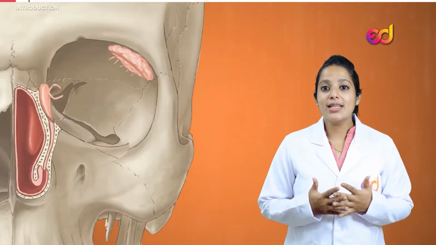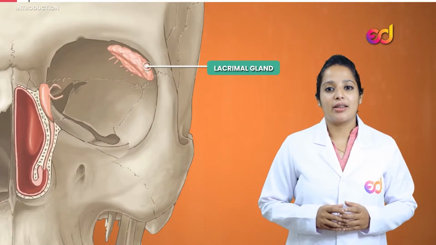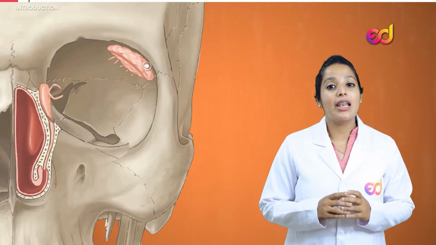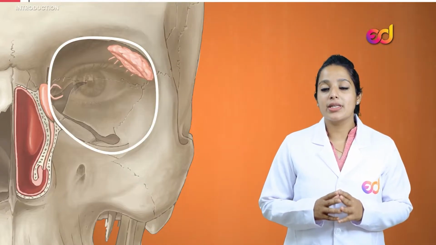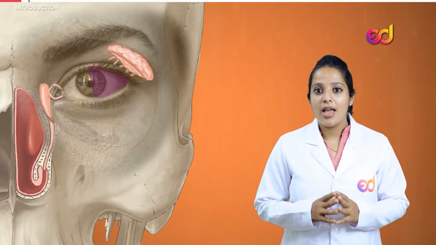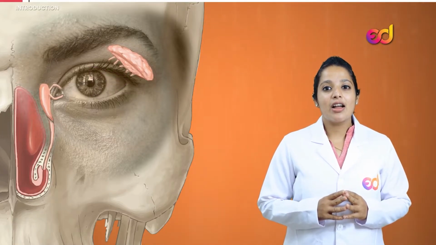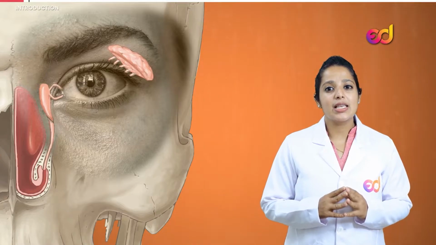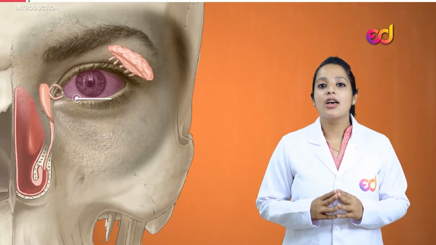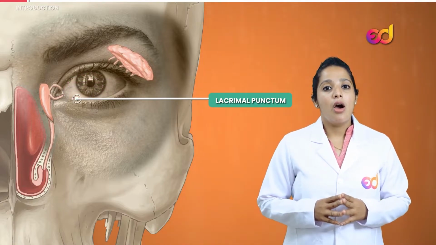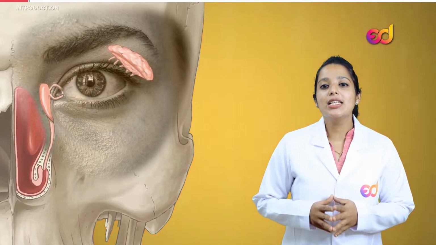Well, the tears are produced by the lacrimal gland, which is a component in our lacrimal apparatus that is located within the orbit above the lateral end of the eye and are drained into the tiny openings in the inside corners of the upper and lower eyelids called the puncta. Okay, let's dig a little deeper.